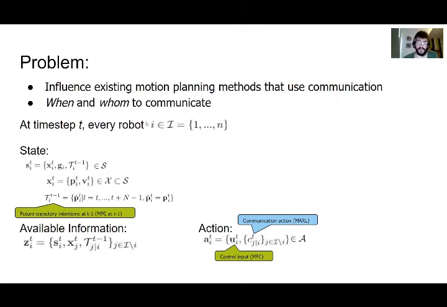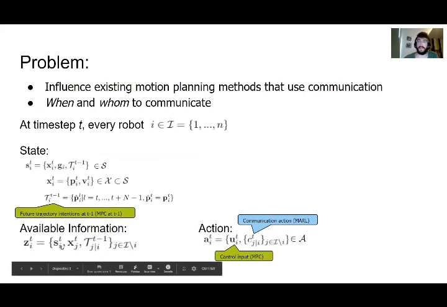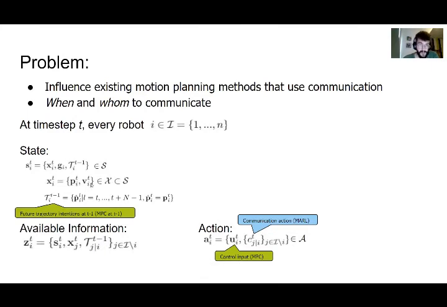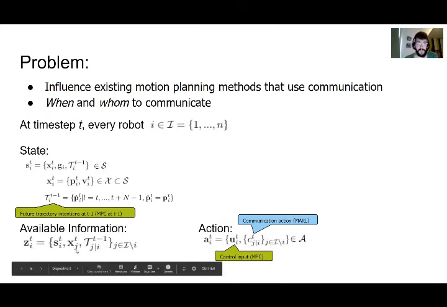Therefore, we can start formulating our problem by considering the following situation. For every time step t, every robot i's state can be defined through its position and velocity, the position of its goal, and the future trajectory intentions computed at the previous time step. The available information that it will have is its own state and the positions and velocities of those robots that it can observe.